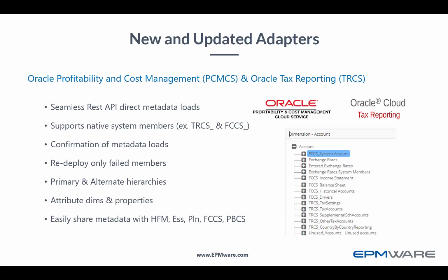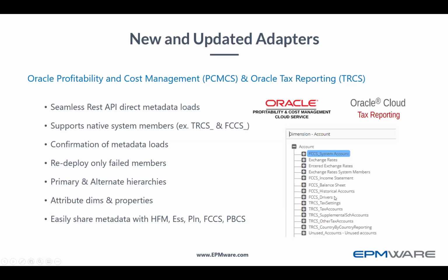Now, if anything fails, of course, you can see that in EPMware in the log file. So every deployment captures that log file, and you can filter through just one interface instead of having to go into a variety of different applications to understand what failed, why it failed, and once you fix it, then redeploying it. Redeploying it simply is a right click and redeploy. And EPMware then pushes those members directly to the target app.